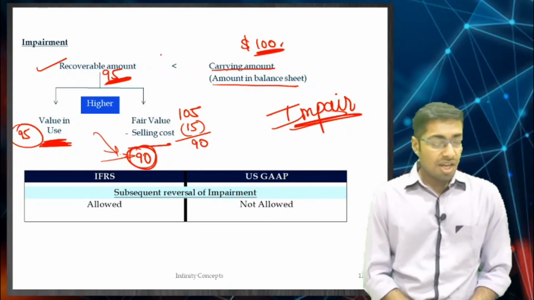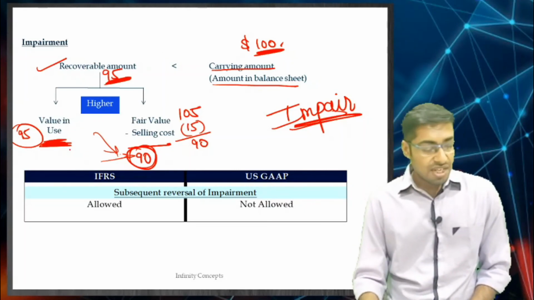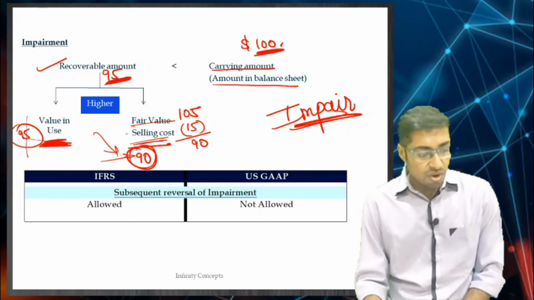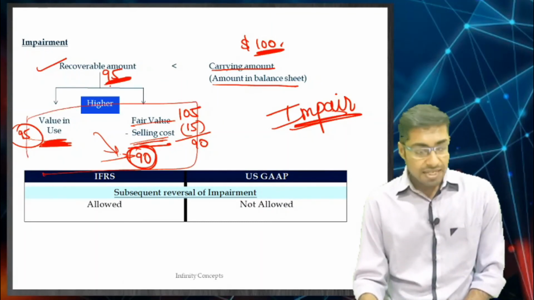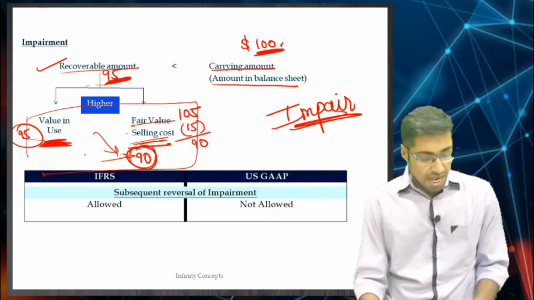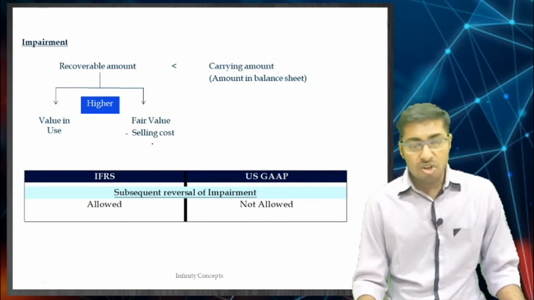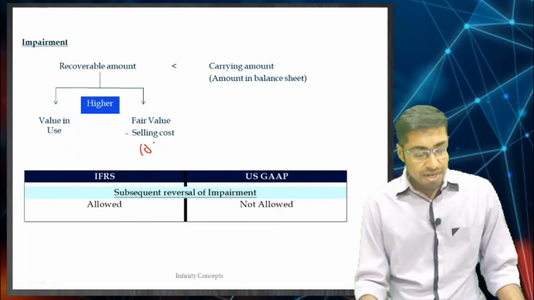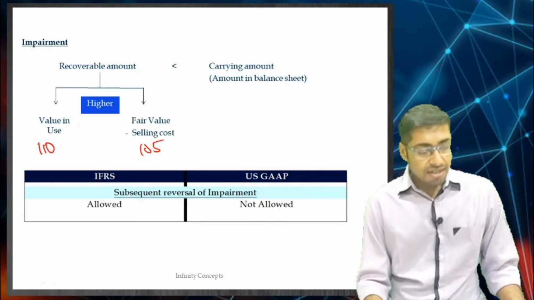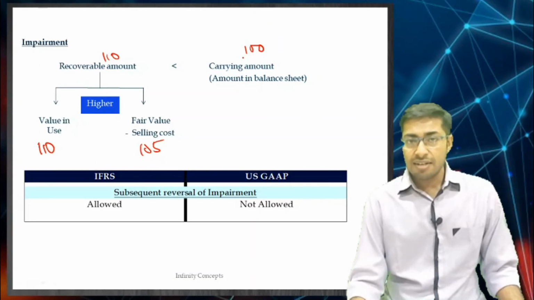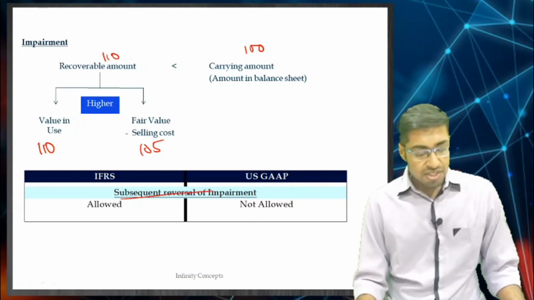Say, for example, there was a COVID situation right now and we thought that discounted cash flows are not going to be much, fair value and selling cost had also substantially fallen down, and therefore this recoverable amount went down. But after the COVID situation, value in use increased, fair value of the asset also increased, this became 105, this became 110, and therefore recoverable amount is 110, carrying amount is 100, and therefore subsequent reversal of the impairment is going to be allowed by US GAAP.